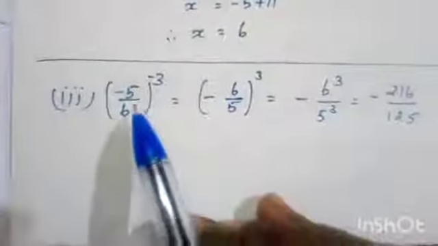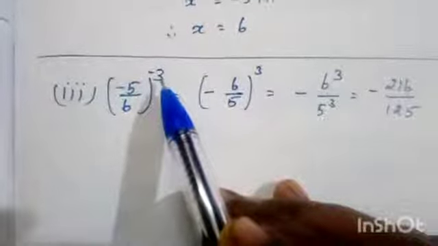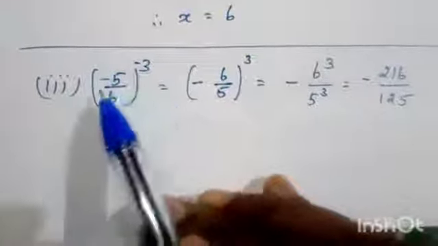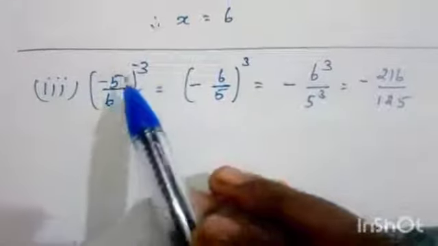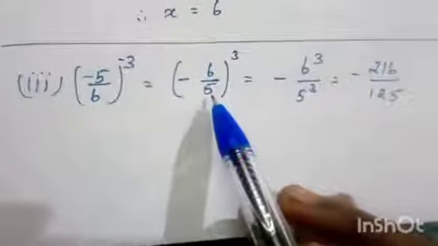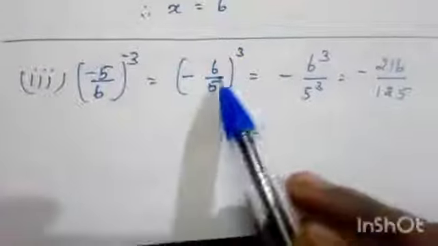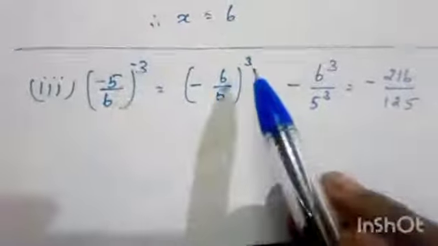Listen, this one, (minus 5 by 6) whole power minus 3, is like the previous problem, with a negative power. So we will follow the short method. You have to take a reciprocal of this fraction. For minus 5 by 6, the reciprocal is minus 6 by 5. In a reciprocal, the sign doesn't change. So the reciprocal is minus 6 by 5, whole power 3. This minus 3 becomes plus 3.